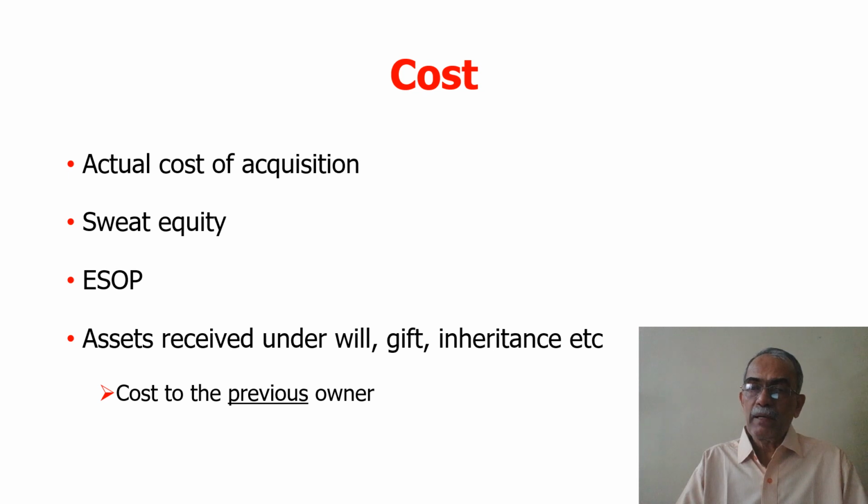For example, my father also has received it as a gift from his father, and my father has not incurred any expenditure to acquire the asset. Then in that case, I should see the cost to my grandfather who has actually acquired the asset. So capital gains would be computed in my hands by taking the sale consideration for which I have sold the building, as reduced by the cost which my grandfather has incurred to acquire the asset. That will be the capital gain in my hands.